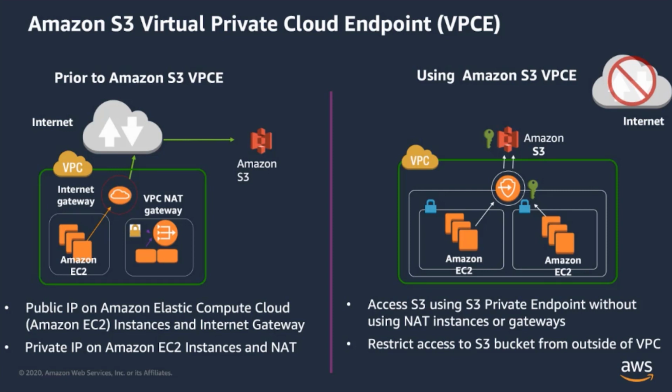Now, the endpoint has a policy that controls the use of the endpoint to access Amazon S3 resources. The default policy allows access by any user or service within the VPC using credentials from any AWS account to any S3 resource, including S3 resources for an AWS account other than the account for which the VPC is associated. Also note that S3 VPC endpoints do not support cross-region requests, so make sure that your bucket is in the same region as your VPC.